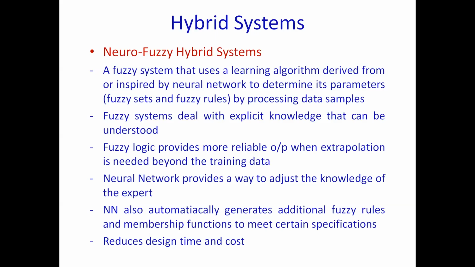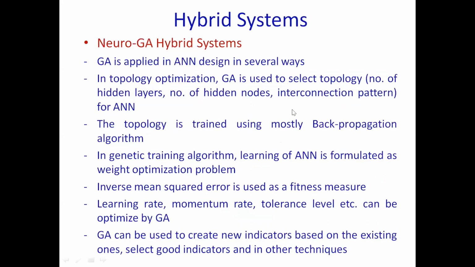And on the other hand, fuzzy logic enhances the generalization capability of a neural network system by providing more reliable output when this kind of extrapolation is needed. So this is all about neurofuzzy hybrid systems.